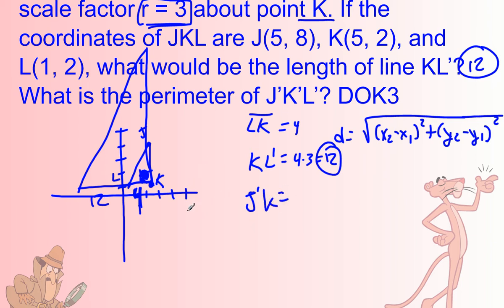So let's see, JK, the original length here, went from a height of 2 to a height of 6. Nope, I lied. From a height of 2 to a height of 8, which gave me a distance of 6. So if I take that distance and multiply it by the scale factor, I get my new length, which is 18.